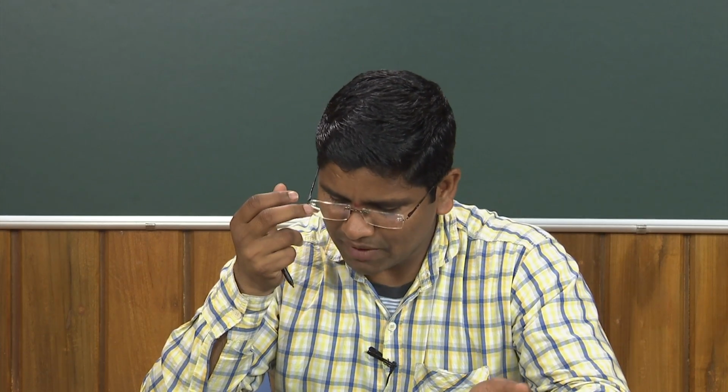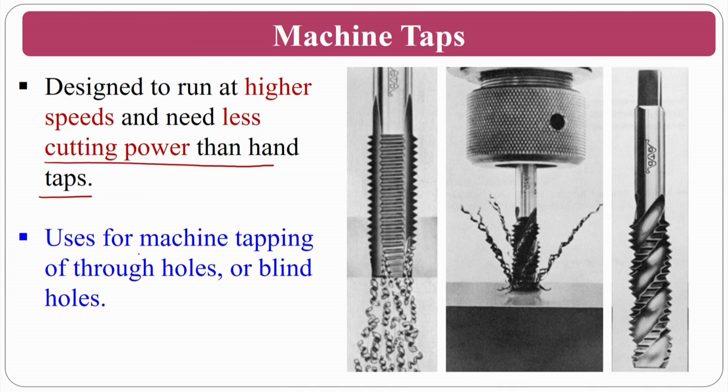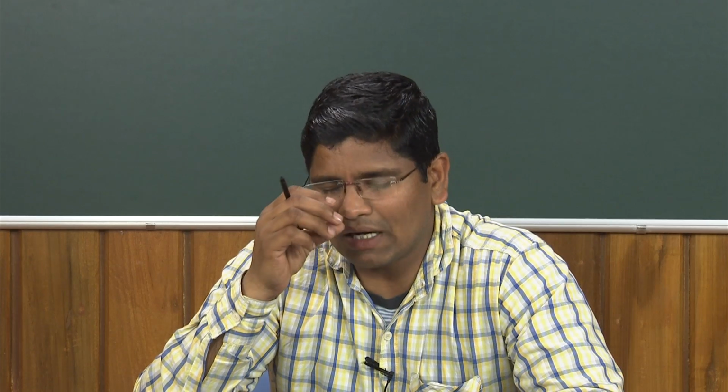Okay, so for that purpose, normally you can use the machine taps. Use the machine tap for through holes or blind holes. You can use these machine taps to generate either through threads or the threads that are developed in blind holes also. That is the beauty about the machine taps.